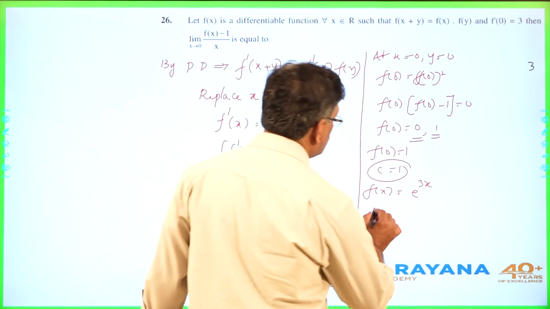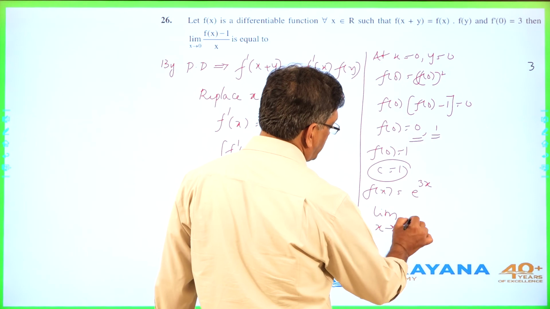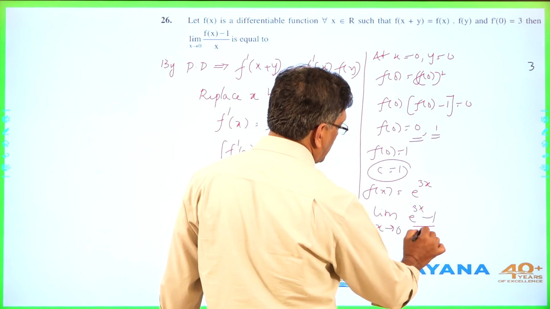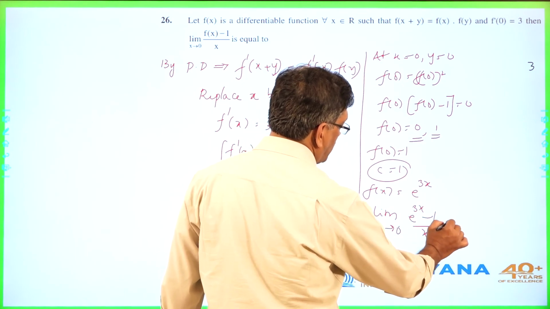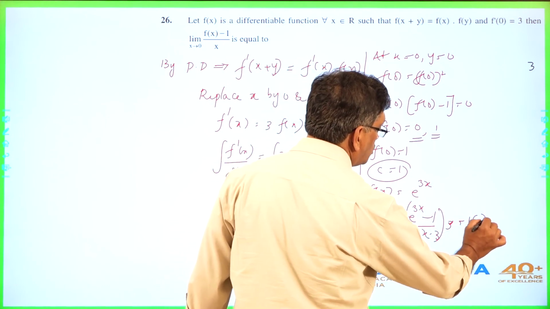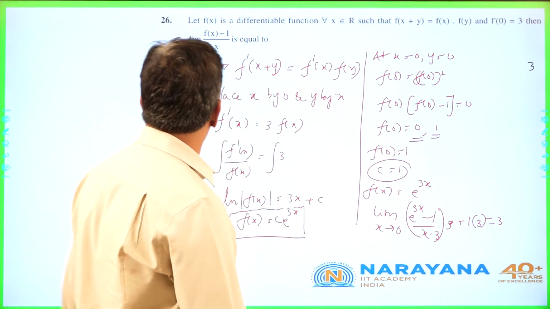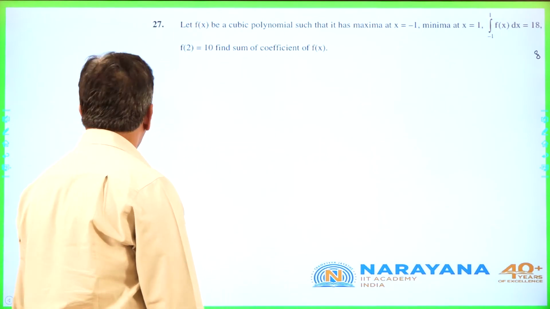At x equal to 0, the limit extends to 0 form like this. Multiply and divide by 3. This is 1 into 3, that is 3. Okay, a simple problem from this differentiability. Let us go to the next problem.